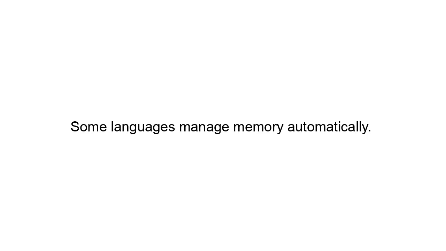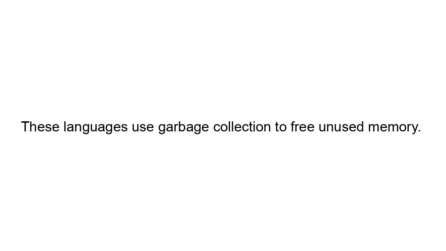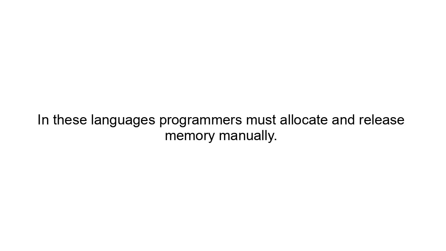Memory management. Different programming languages manage memory differently. Some languages manage memory automatically. Examples: Python, Java, JavaScript. These languages use garbage collection to free unused memory. Other languages require manual memory management. Examples: C, C++. In these languages, programmers must allocate and release memory manually.